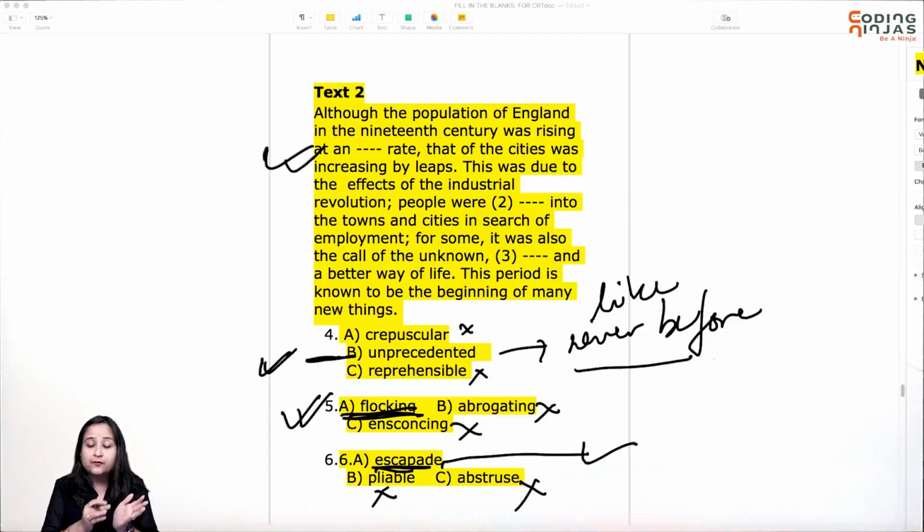So in the 19th century, the population was rising at an unprecedented rate, and this was due to the movement of the people. The people were flocking into the cities, and for them it was something different, something adventurous, something like an escapade. And it was also a beginning of new things.